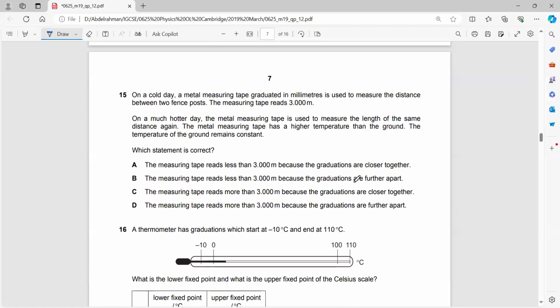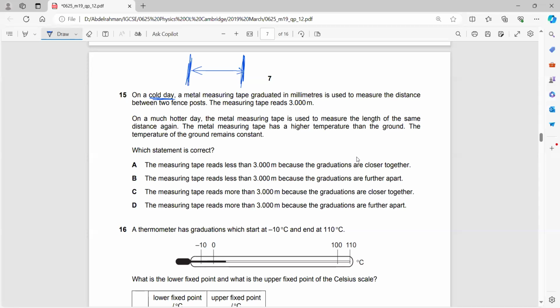Question 15 is a bit tricky. How can we solve 15? It's honestly really tricky. On a cold day, a metal measuring tape graduated in millimeters is used to measure the distance between two fence posts. So you have two fence posts and you measured the distance between them on a cold day.